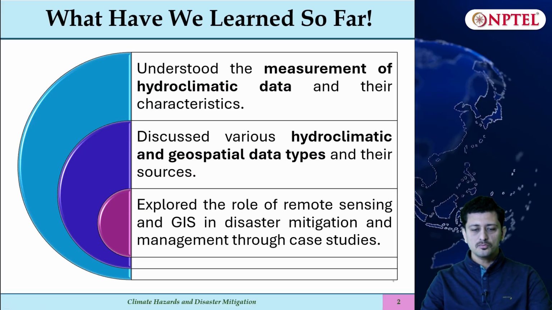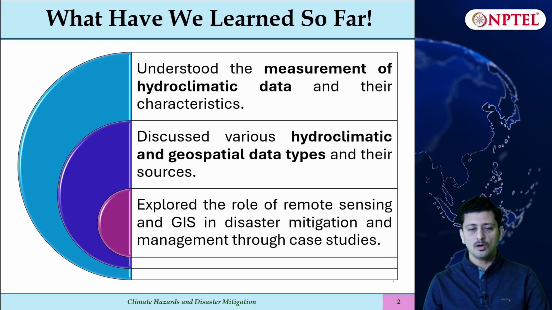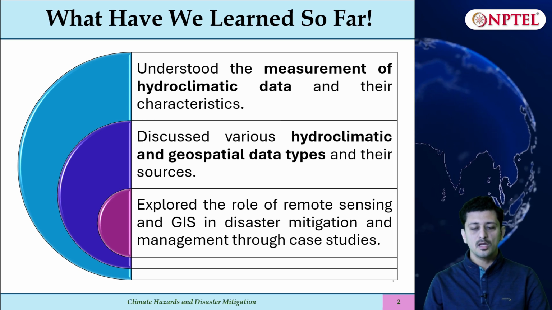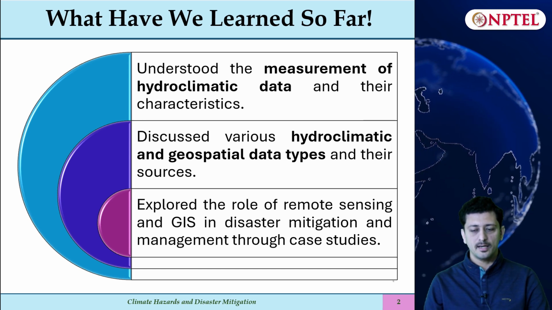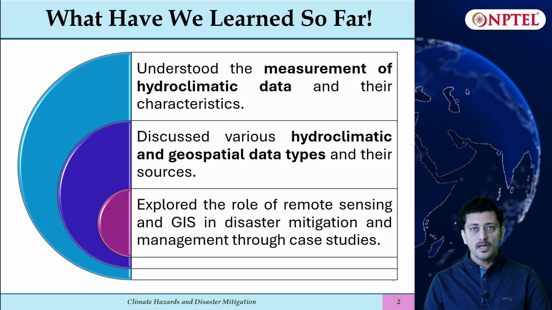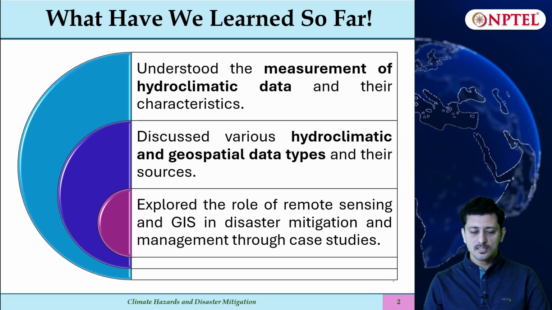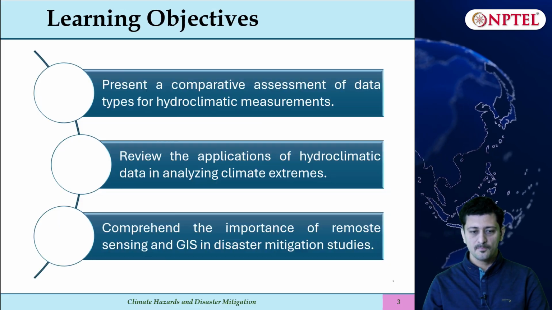So what have we learned so far? We understood measurement of hydroclimatic data and their characteristics. We discussed various hydroclimatic and geospatial data types and their sources. We explored the role of remote sensing and GIS in disaster mitigation and management through case studies.